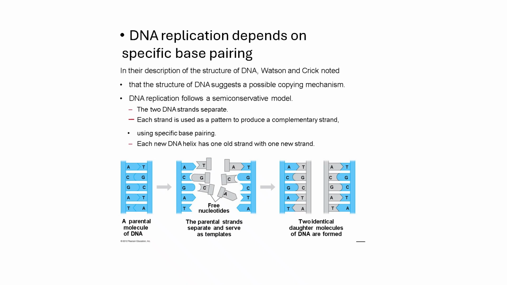Replication begins when the DNA strands separate, and each serves as a template for building a new complementary strand. The accuracy of replication depends on the specific base pairing rules. Adenine pairs with thymine, and cytosine pairs with guanine. This ensures faithful duplication of genetic information.